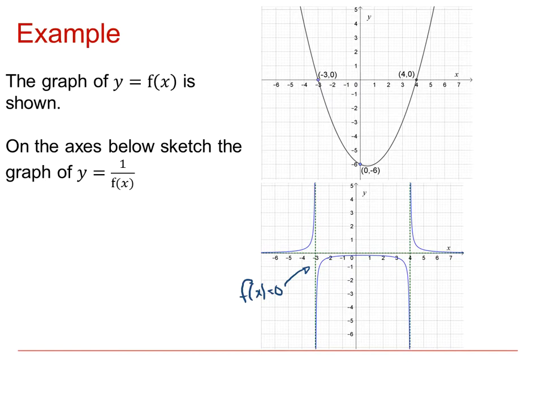And then we look at where it approaches the x-axis: when f of x gets larger and larger, then 1 over f of x is getting smaller and smaller.